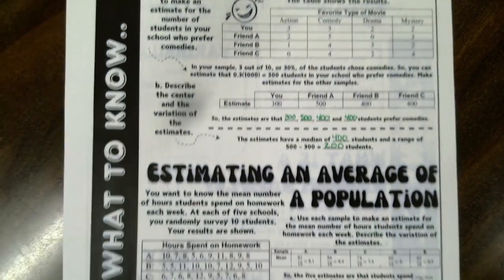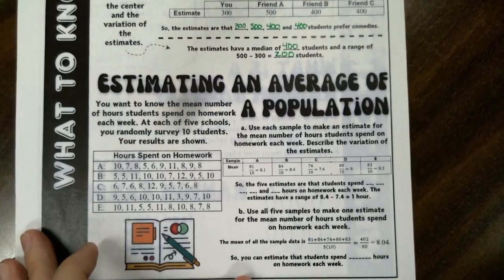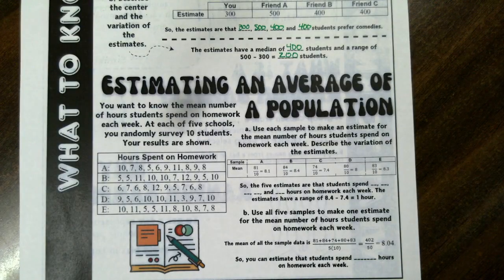So let's look at this next section, estimating an average of a population. So you want to know the mean number of hours students spend on homework each week. At each of the 5 schools, you randomly survey 10 students. Your results are shown. So here's our results, hours spent on homework. So each student answered these. So a lot of them, glancing at this data, are saying above 10, right? 10, 10, 10, 11, 11, 12, 11, 10, 10, 12. So there's a fair amount that are saying over that many hours, right?